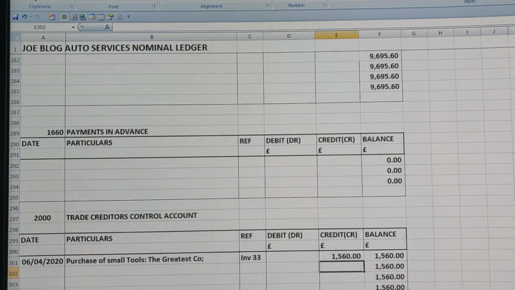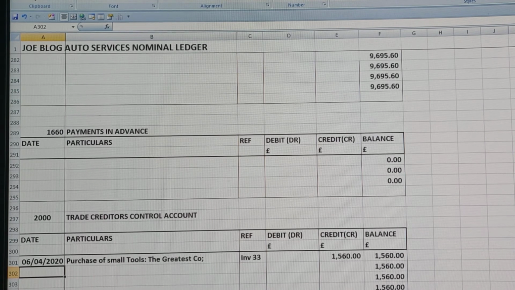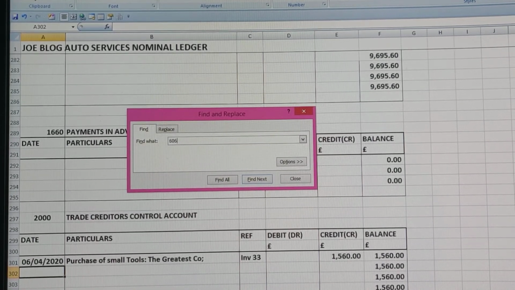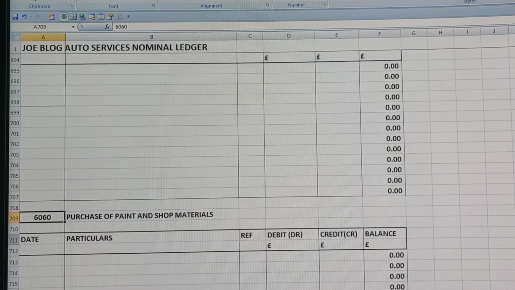Now, to make it agree with the nominal ledger control account, we now need to go and do the expense side as well. First of all, 6060. That is the expense side. Purchase of paint and shop materials. 04/04/2020.